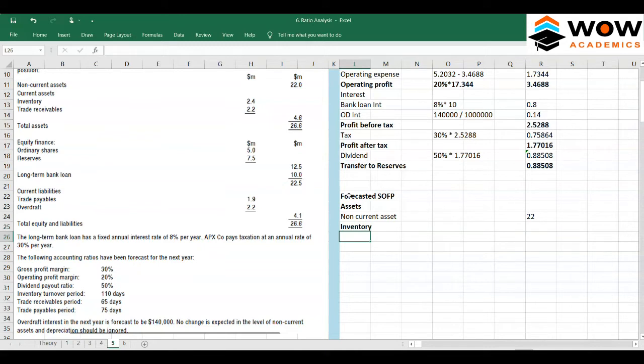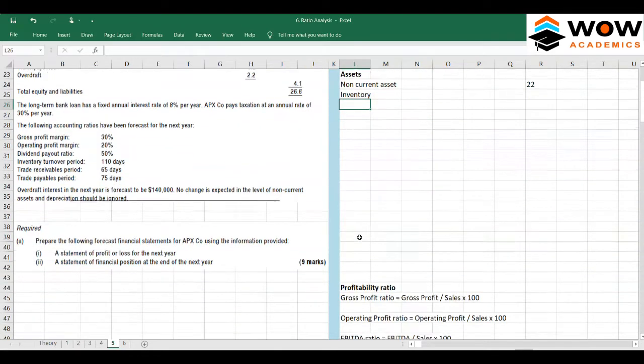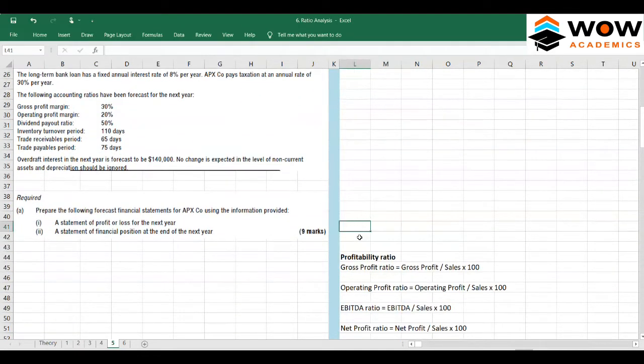Because they have given in the note for non-current asset that there is no depreciation, you can have it as the same number. For inventory, they are saying that it is going to change to 110 days. Inventory is going to be held for 110 days. To work this out, we will have to have a working note, or else we can't get the answer. So working note, we will have it as inventory.